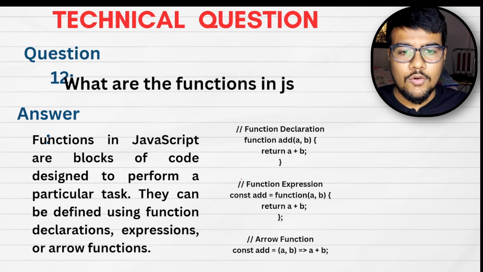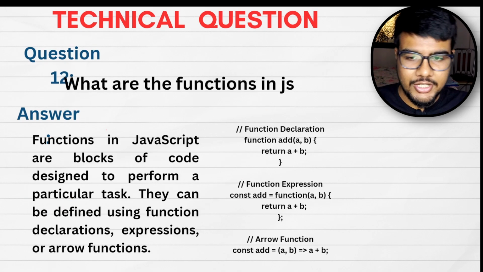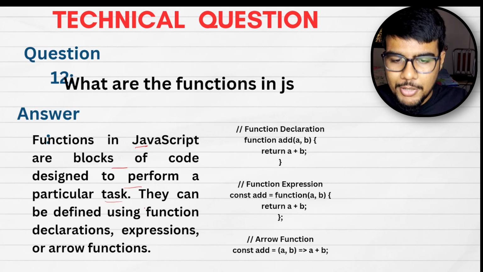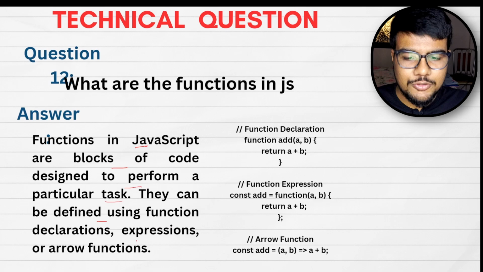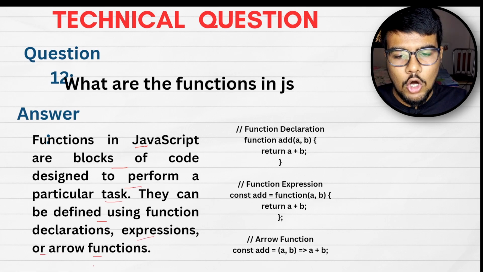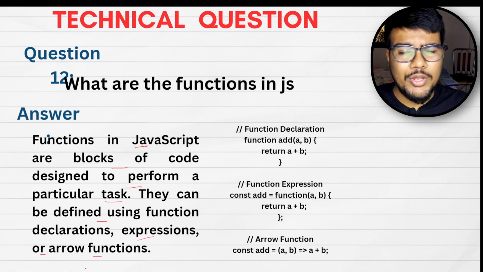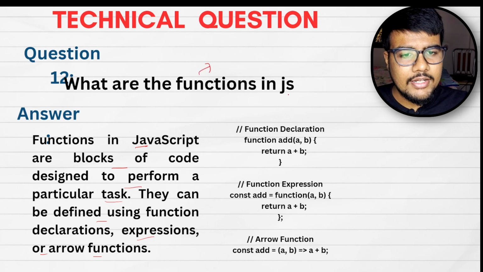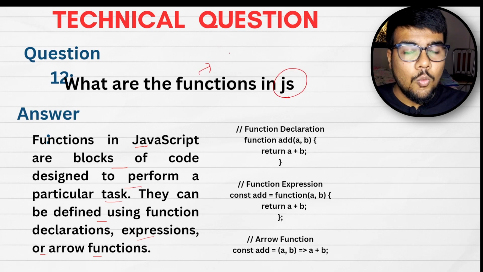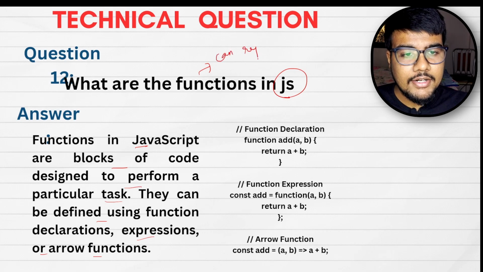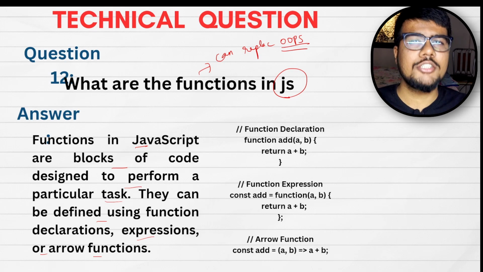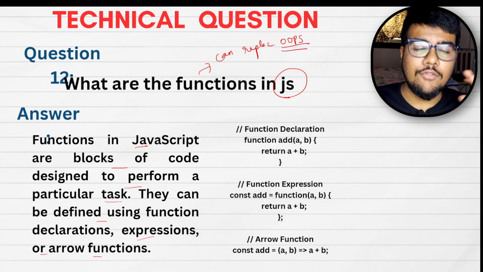Great. Now, what are the functions in JS? Functions in JavaScript are blocks of code designed to perform a particular task. They can be defined using function declaration, expression or arrow functions. These are very generic questions that you can expect. And I have seen that not in JavaScript, but a function can replace OOPs. So you need to prepare this type of question so that you have the implicative knowledge of every topic that you have gone through.